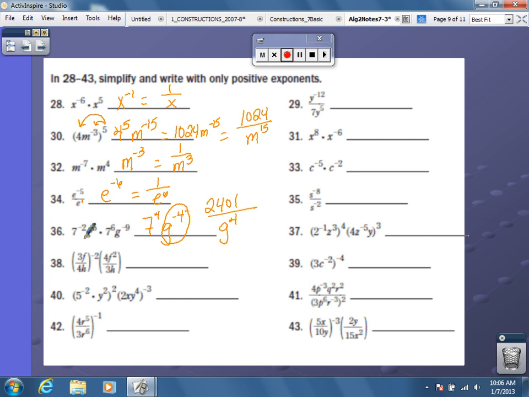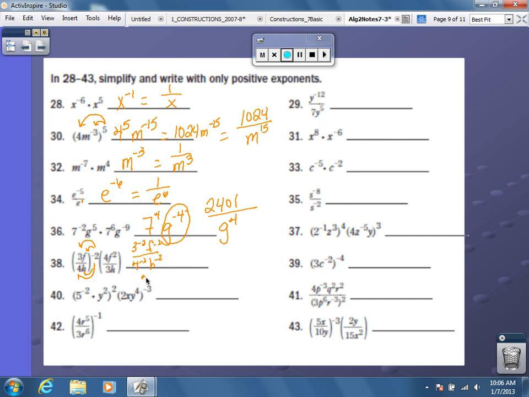Okay, 38 is a doozy. Everybody in here is going to be taken to the negative 2 power. So I have 3 to the negative 2, f to the negative 2, over 4 to the negative 2, h to the negative 2. Or you could have inverted this first and made that positive. Let's do this piece first.